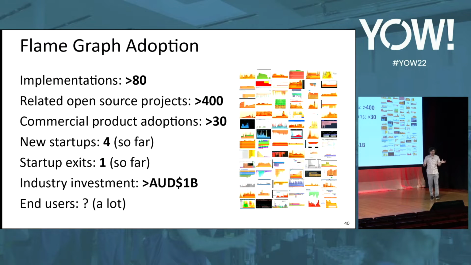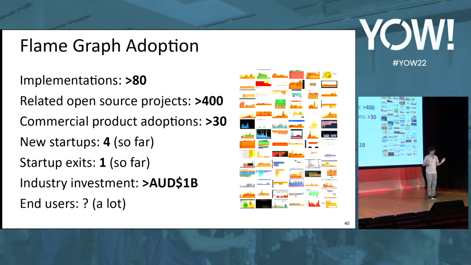I just went through a select few dozen, but there's over 80 implementations. There's over 400 related open source projects. I've counted at least 30 commercial products have included flame graphs. So far, there's 4 new startups that I know of that are doing flame graphs or flame graph-based tuning or continuous profiling. One of them has already had an exit. The amount of money that's been spent on flame graphs so far is over $1 billion Australian.